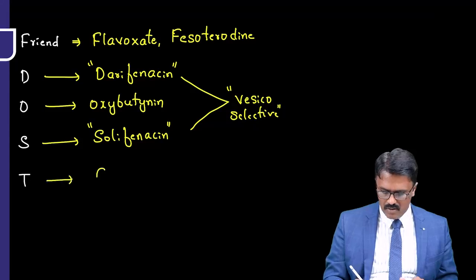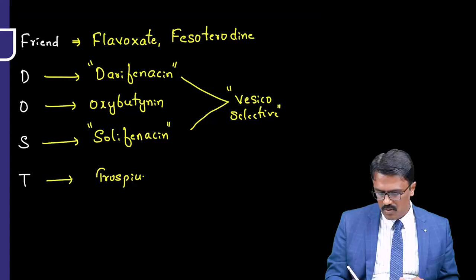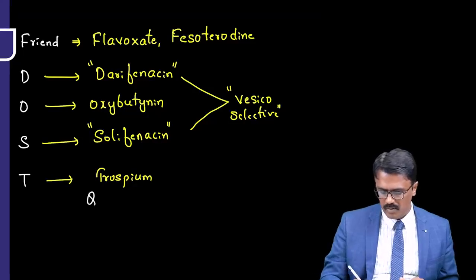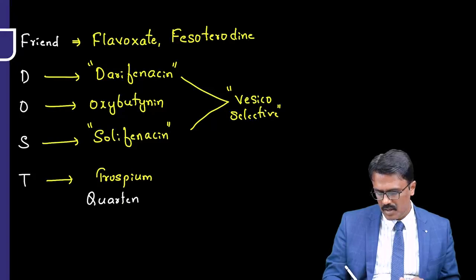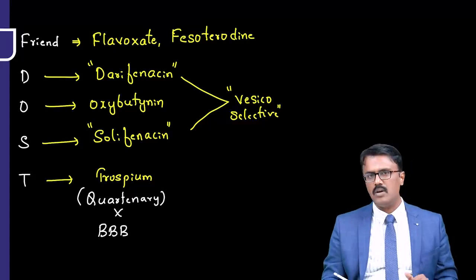Now the T stands for trospium. Trospium's specialty is that it's a quaternary compound. A quaternary compound will not cross the blood-brain barrier, so the central anticholinergic effect is not seen. Suppose a patient has Alzheimer's disease, and we know that in Alzheimer's disease the acetylcholine levels are low, and we don't want to give anticholinergic drugs. Suppose a patient with Alzheimer's disease has overactive bladder. You prefer trospium because it doesn't enter the brain and doesn't decrease the acetylcholine activity.